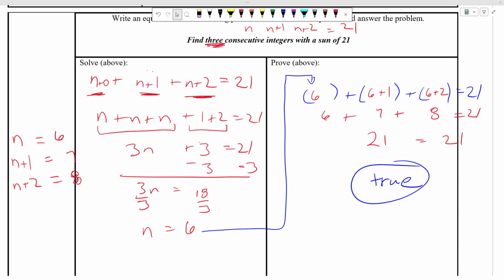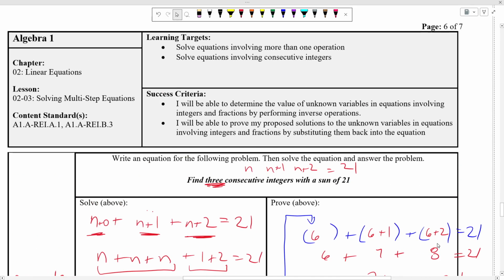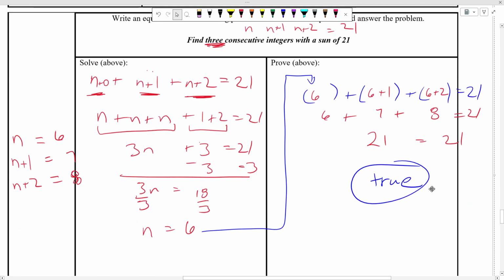So we have successfully now solved equations involving more than one operation, and we have also successfully solved equations involving consecutive integers. We have accomplished our objective, guys.